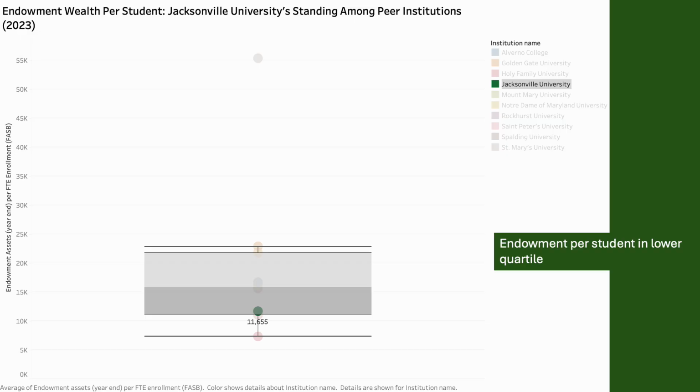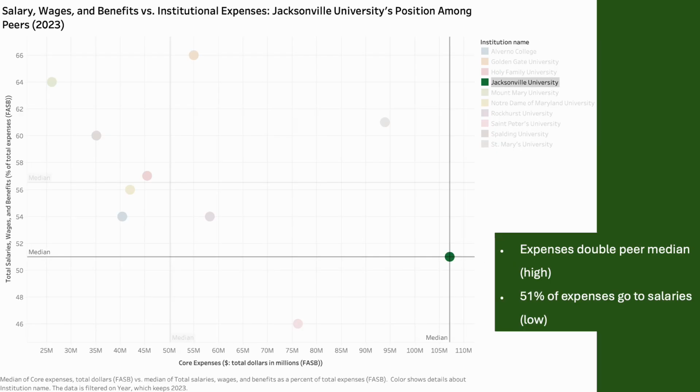Now let's shift to how JU is managing its overall spending, especially when it comes to faculty compensation and operational priorities. When we look at how JU allocates its budget, we find another important pattern. Even though JU's total core expenses, shown here in the dark green in this scatter plot, are more than twice the peer median, shown as this vertical line, only 51% of its spending goes towards salaries and benefits. This is lower than the peer median, shown here as this horizontal line.